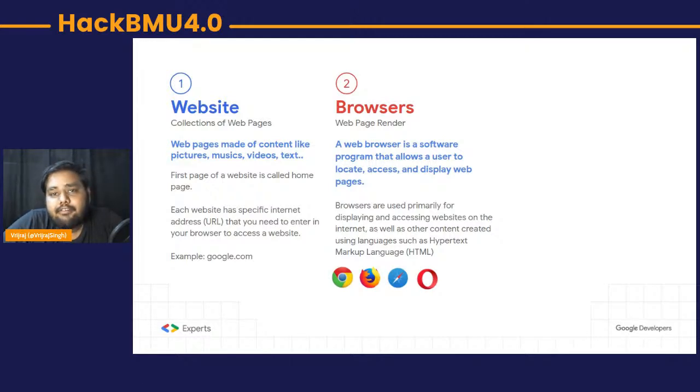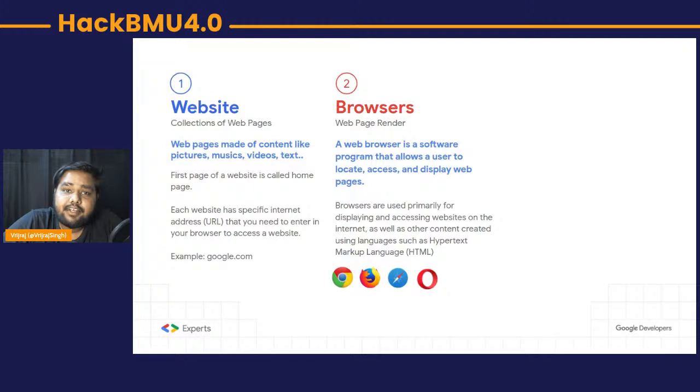And in the market, we have a lot of browsers, like Google Chrome, Mozilla, Safari, Opera, and more. Each browser has its specific rendering engine, which is like a main engine responsible for running your HTML, CSS, and JavaScript code.